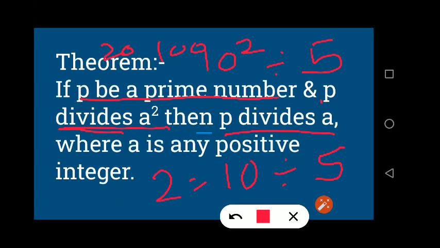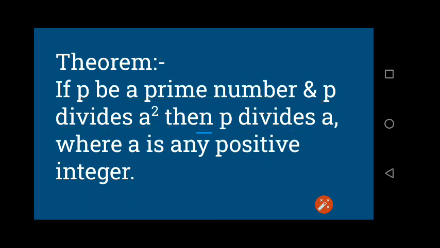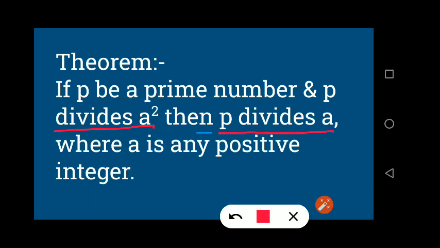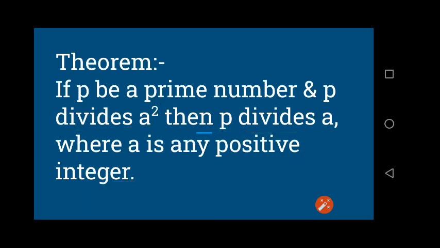So understood that if we take any prime number p and p is dividing a square, then we can say that p divides a also, where a is any positive integer. So we just have to remember that it is possible only for positive integers. Understood? Okay. Now we will move to the questions, which means how to prove a particular number as an irrational number.